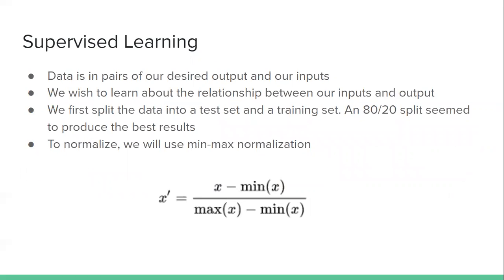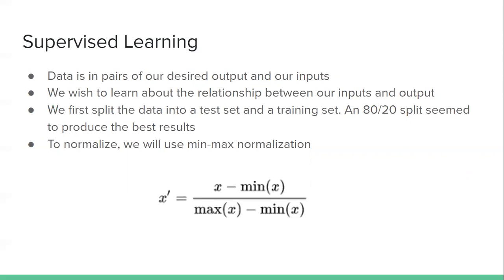For our neural network specifically, we're going to be using what's called supervised learning, where the data is in pairs: our inputs and our desired output. We want to learn about the relationship between the inputs and the outputs, like regression. The first thing we could do is feed all the data into the model, but then we'd have no way of testing it or seeing how good it is. So we split it into a certain portion that we allocate for testing and a certain portion we allocate for training.